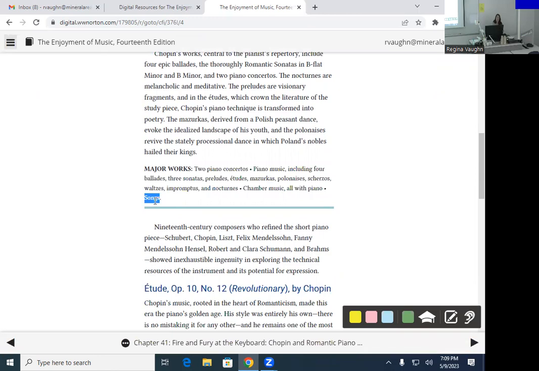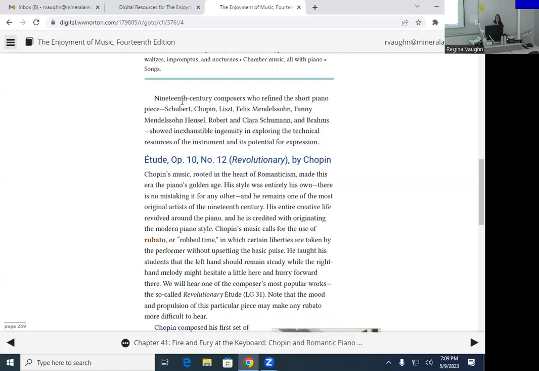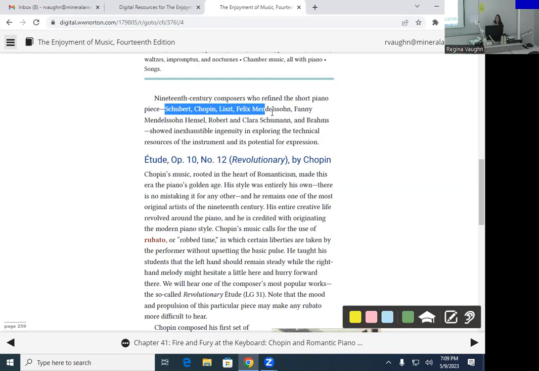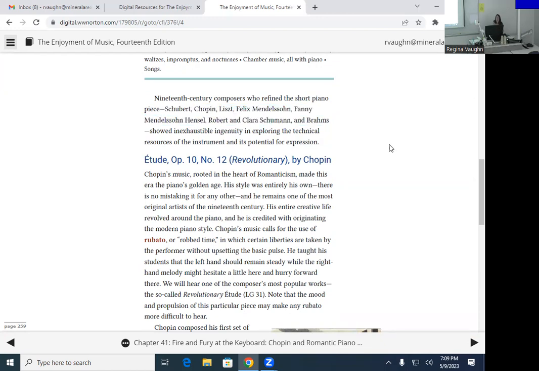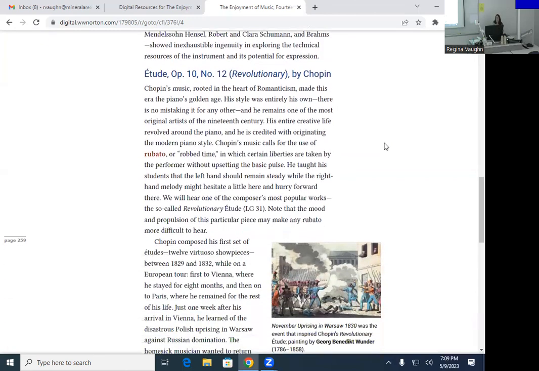His songs, the melody for the singer is not as good as the piano part. The piano part is fantastic. The sung part is just okay. 19th century composers who refined the short piano piece: Schubert, Chopin, Liszt, Felix Mendelssohn, Fanny Mendelssohn Hensel, Robert and Clara Schumann, and Brahms had inexhaustible ingenuity in exploring the technical resources of the piano itself and how expressive it could be. So we're going to hear the Revolutionary Etude by Chopin.